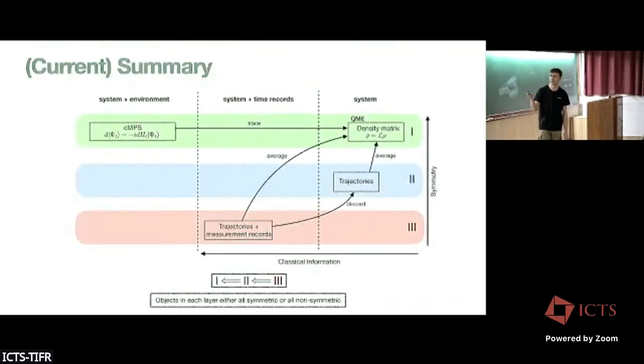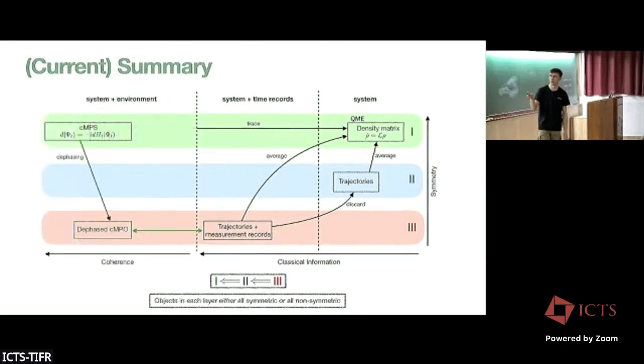So we can add this into our diagram, and we can say, okay, if we dephase the CMPS, we reach this dephased CMPO, which is symmetric at the same level as these trajectories and measurement records. And this is effectively because these objects are somewhat equivalent, in the sense that the dephased CMPO can be thought of in some ways as integrating over our labeled trajectories.